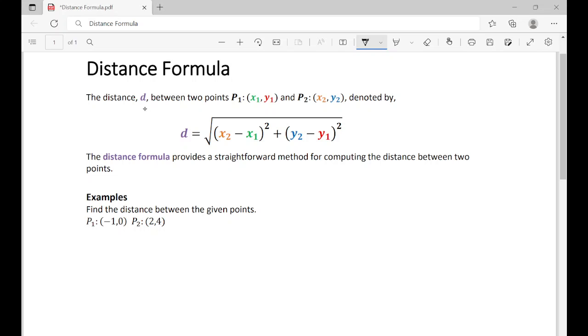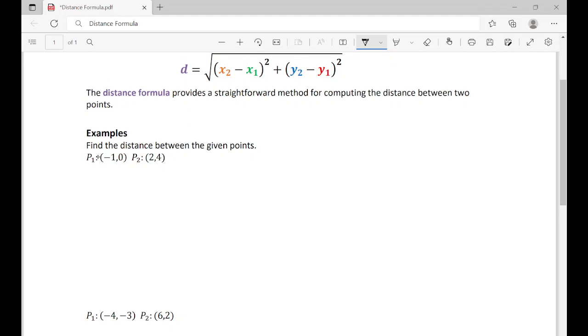The distance d between 2 points P1 (x1, y1) and P2 (x2, y2) is denoted by the formula d equals the square root of the quantity (x2 minus x1) all squared plus the quantity (y2 minus y1) all squared. The distance formula provides a straightforward method for computing the distance between any 2 points.